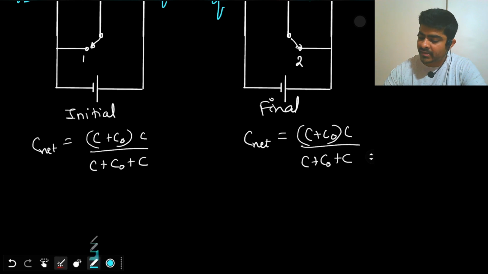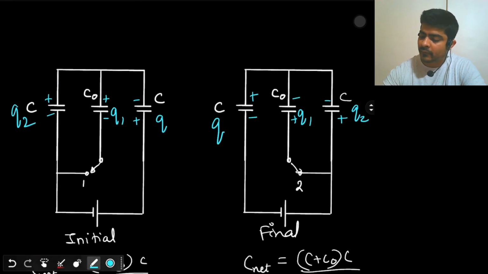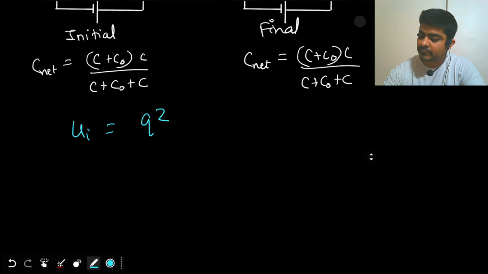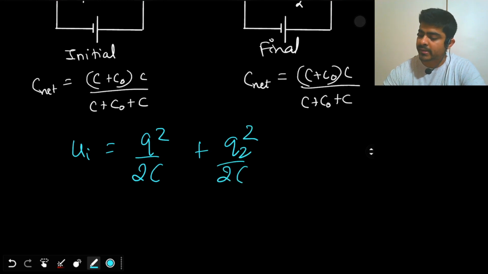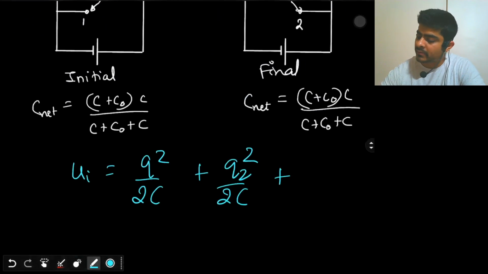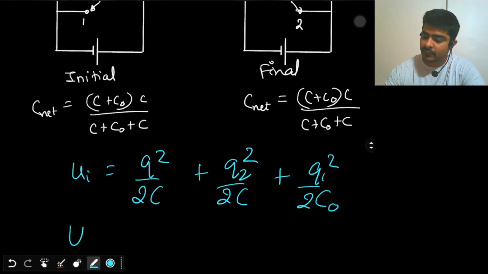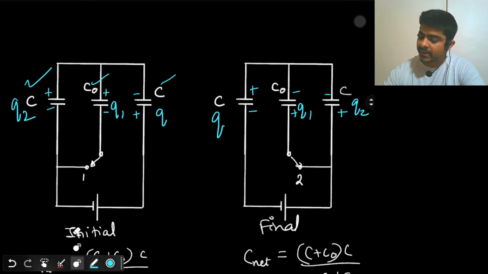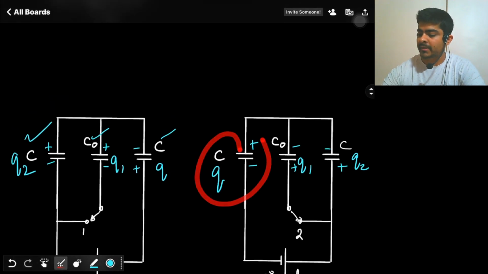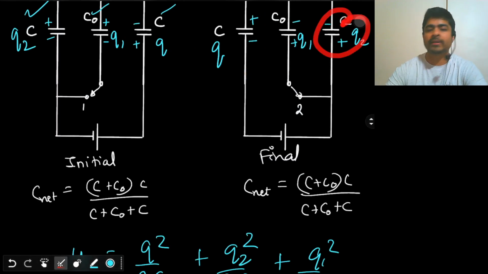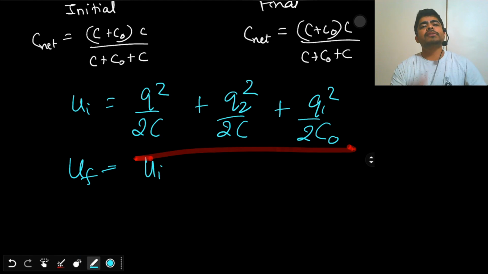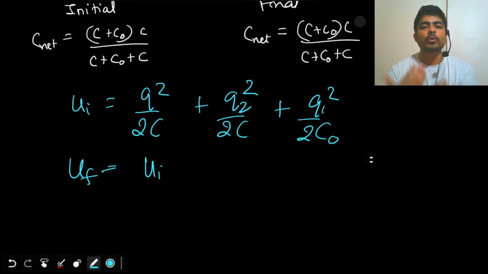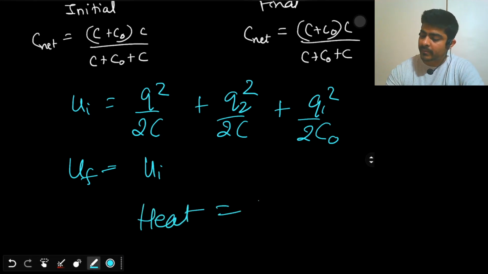If I write the initial energy, it will be Q squared by 2C for this capacitor, Q2 squared by 2C for this capacitor, and Q1 squared by 2C naught for this capacitor. The final energy will be the same thing: Q squared by 2C, Q2 squared by 2C, and Q1 squared by 2C naught. So we get the same energy, U final equals U initial. Since the potential energy is not changing and the battery is doing no work, the total heat generated will be 0. So the heat generated will be 0. That's it.